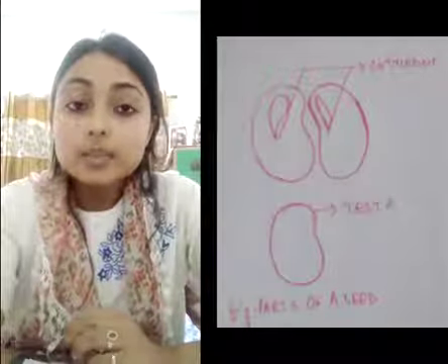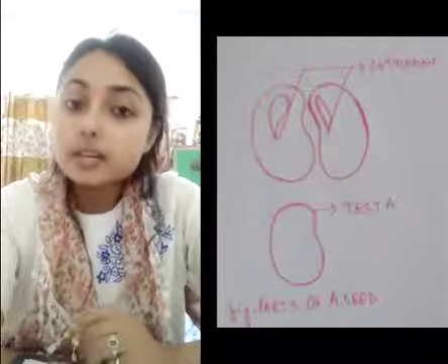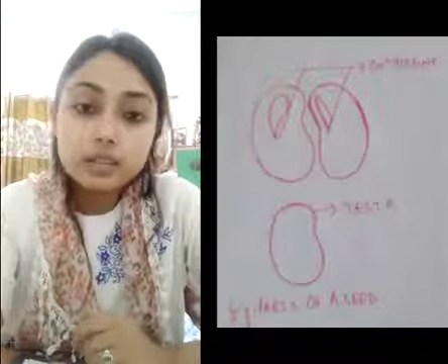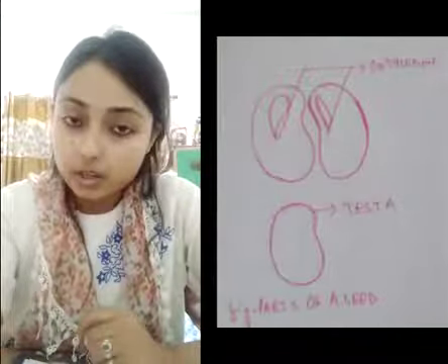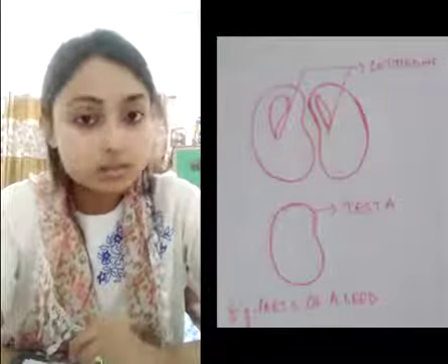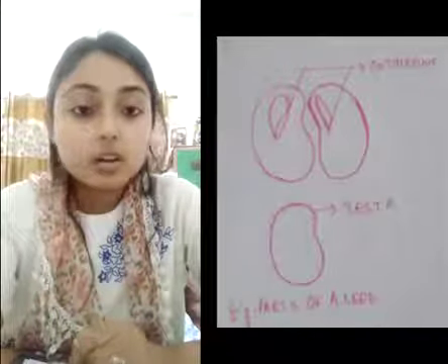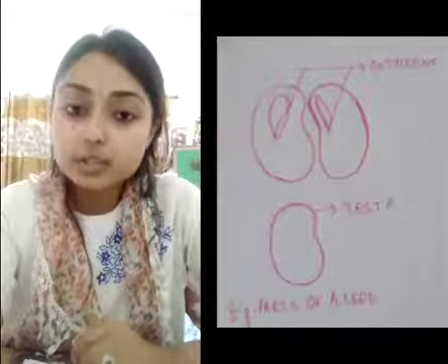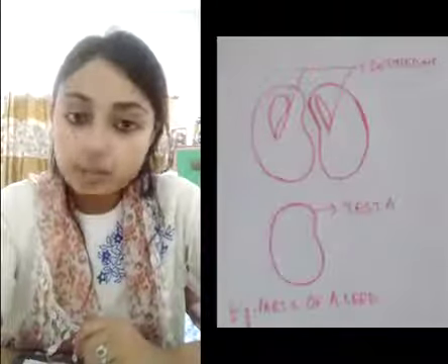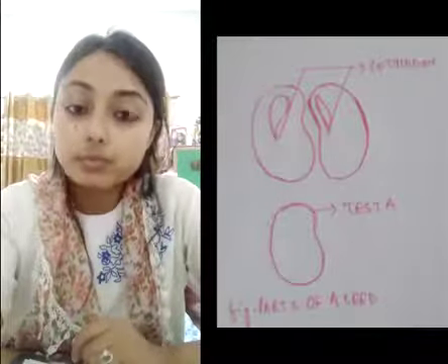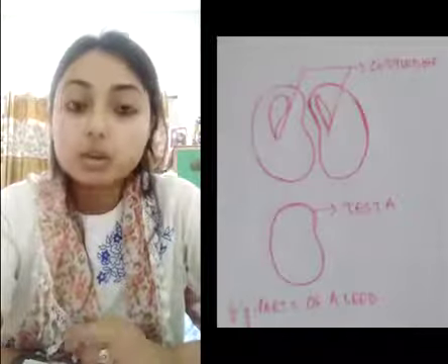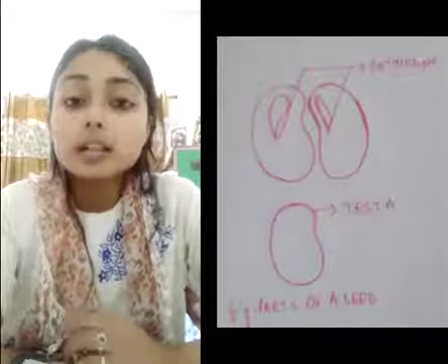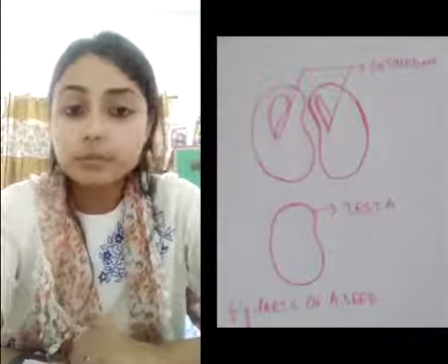Now, when the seed is opened, we see the seed leaves. These seed leaves are named cotyledons. What is the function of the seed leaf? The function of the seed leaf is to store food for the baby plant. So the cotyledon is basically providing nourishment to the baby plant.